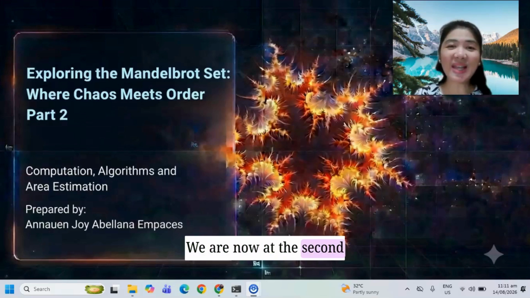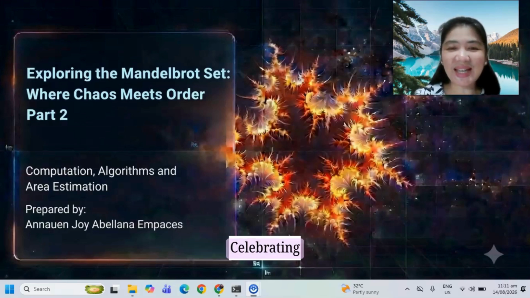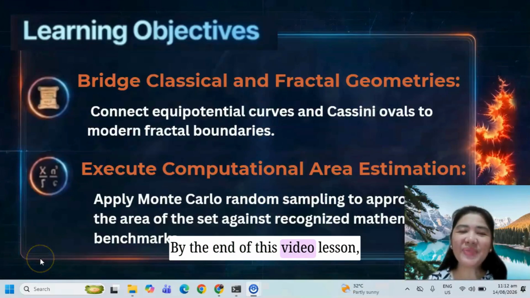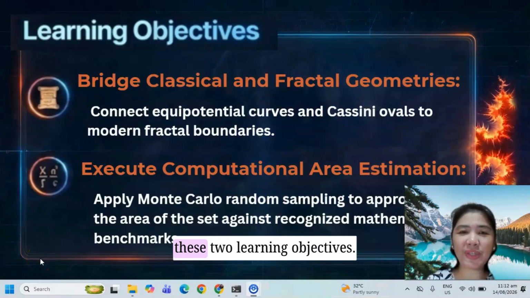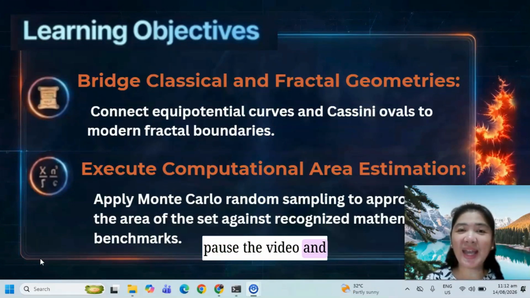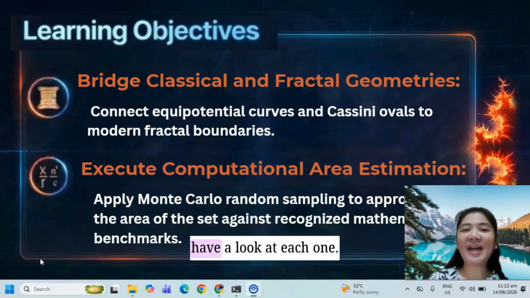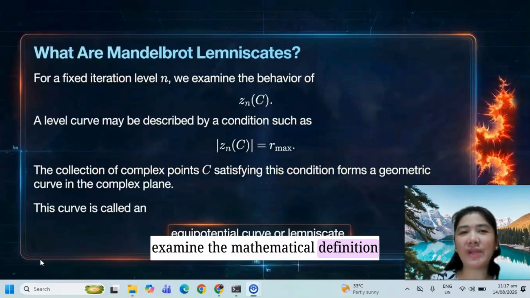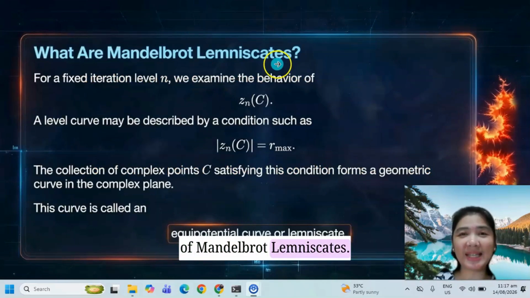We are now at the second part of the video series celebrating the Mandelbrot set. By the end of this video lesson, we will be able to achieve these two learning objectives. Please pause the video and take a moment to have a look at each one. And now let's examine the mathematical definition of Mandelbrot Lemniscates.